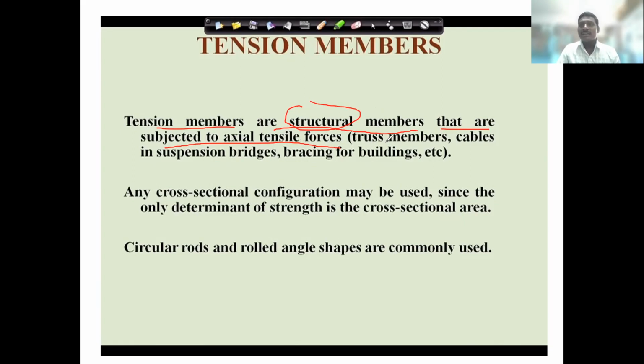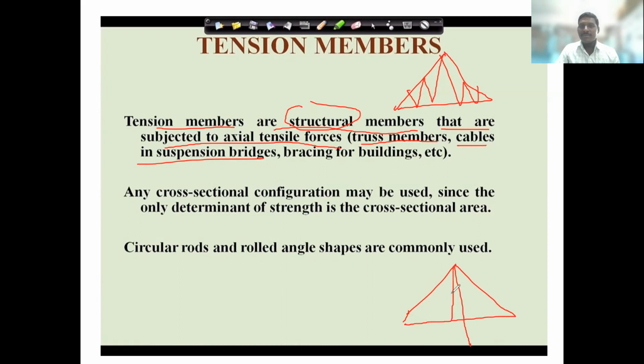Then where are these members provided in the steel structure? In a truss. Have you seen the truss? This is the shape of a truss, and there are some members. Out of these members, some of the members can carry the tensile force. Then cables in suspension bridges. Have you seen the cables in suspension bridges? This is your bridge, and the cables stand here, and these cables in the suspension bridge are under the tensile force.